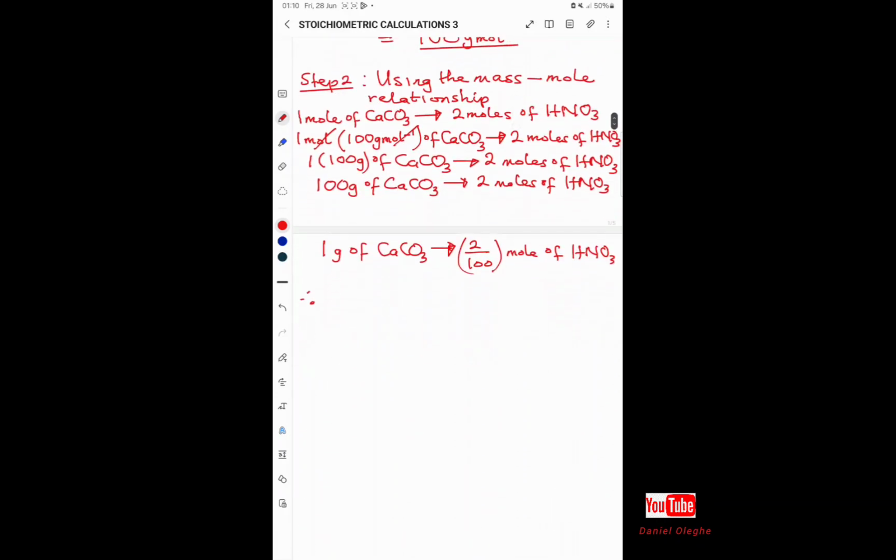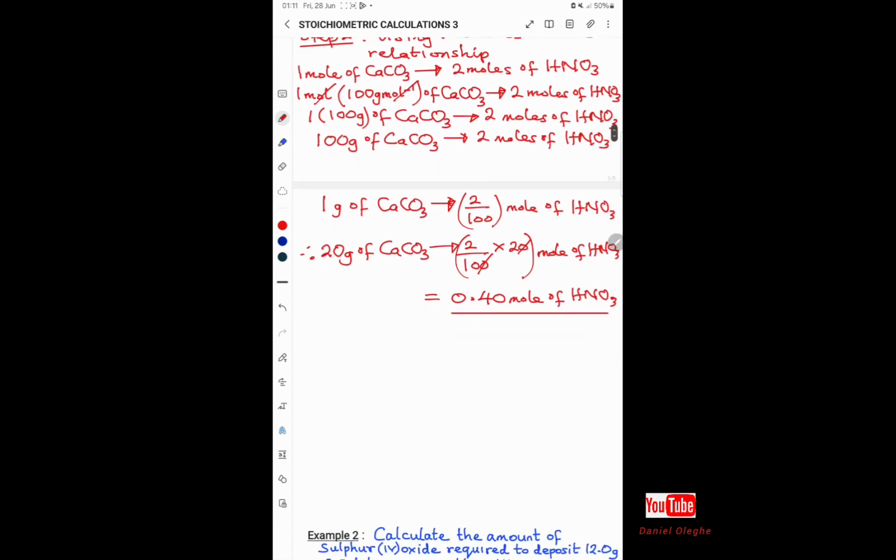So if 1 gram of calcium carbonate will react with 2 over 100 mole of HNO3 proportionally, then we have 20 grams of the CaCO3 will react with 2 over 100 multiplied by 20 all in mole of HNO3, and that will give us 0.4 mole of the acid HNO3. So that's how to solve that.